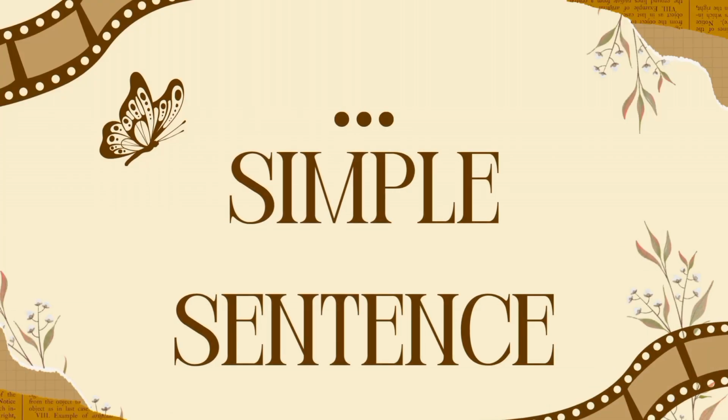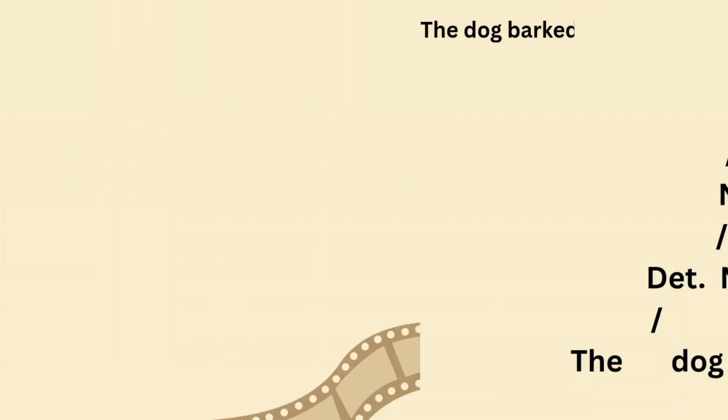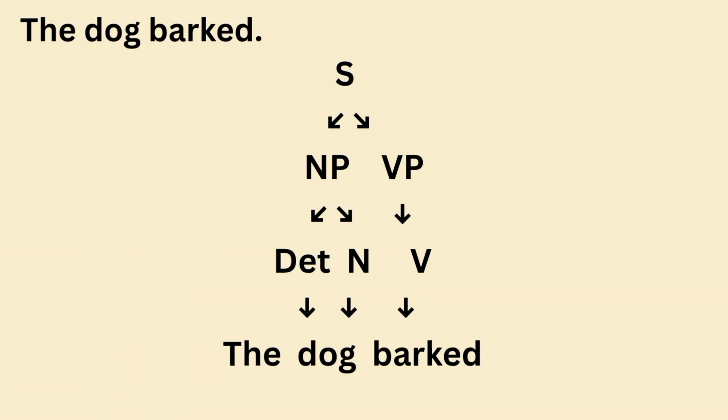So, the first sentence is a simple sentence. The sentence example is "The dog barks." This is a simple sentence because it has only one independent clause. The subject is "the dog," which is the noun phrase, and the predicate is "barks," which is the verb phrase.